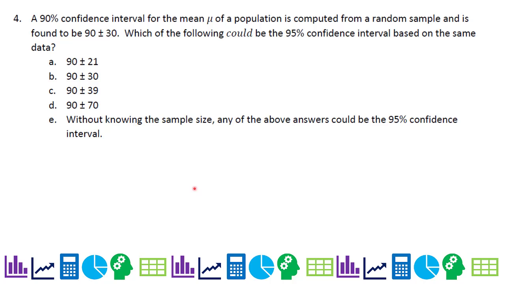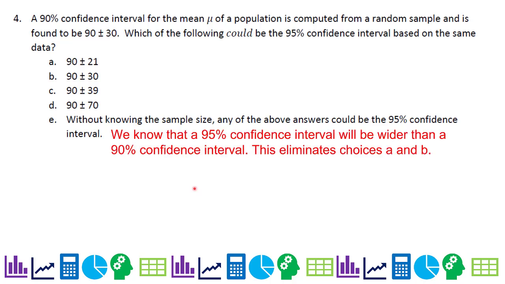Number 4, a 90% confidence interval for the mean mu of a population is computed from a random sample and is found to be 90 plus or minus 30. Which of the following could be the 95% confidence interval based on the same data? So we know that a 95% confidence interval will be wider than a 90% confidence interval. So this eliminates choices A and B.